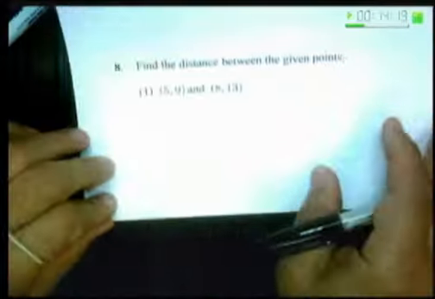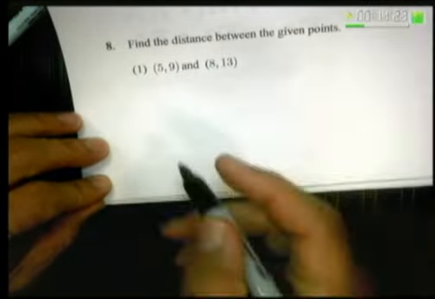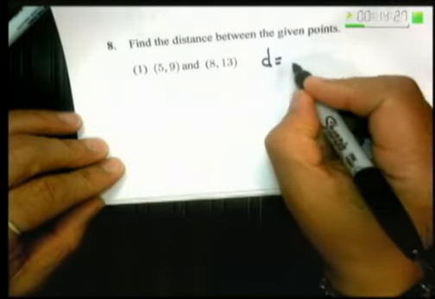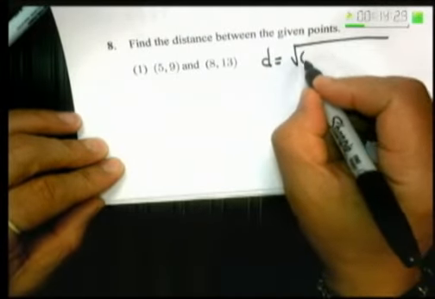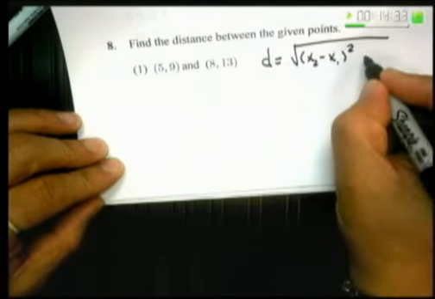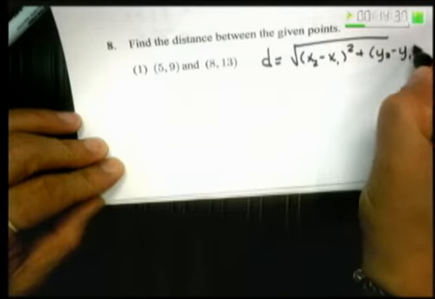Finding the distance between 2 points. You'll probably have one on a test like this. You have to use the distance formula. The distance formula says that the distance is equal to the square root of x sub 2 minus x sub 1 squared plus y sub 2 minus y sub 1 squared.